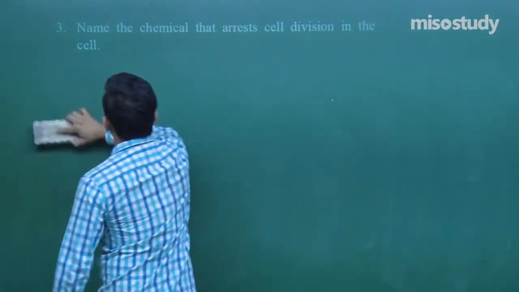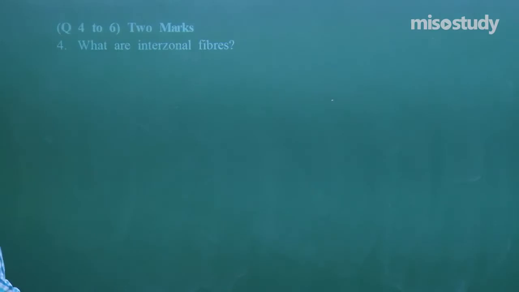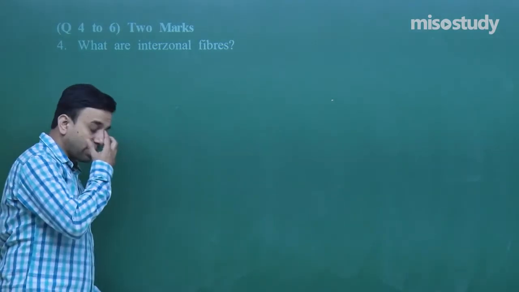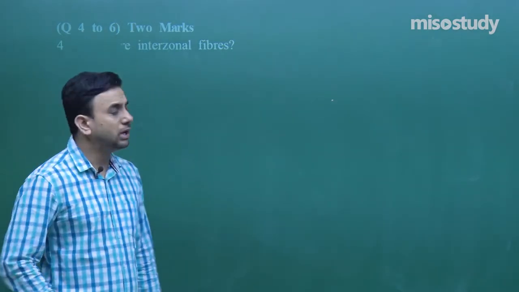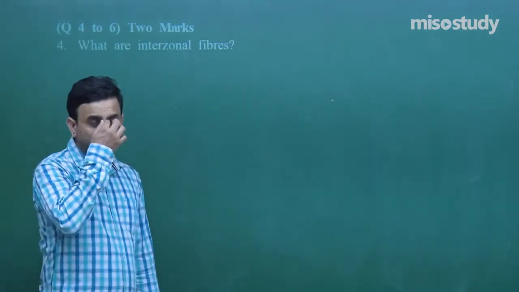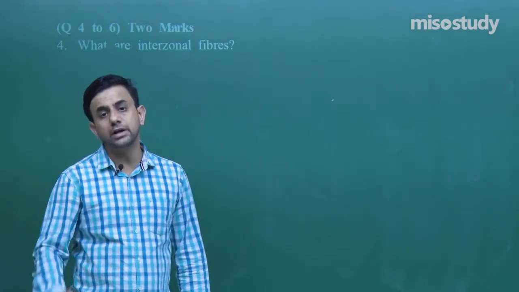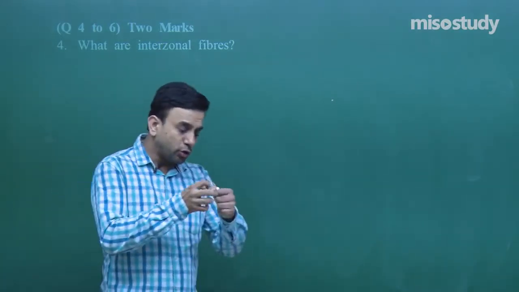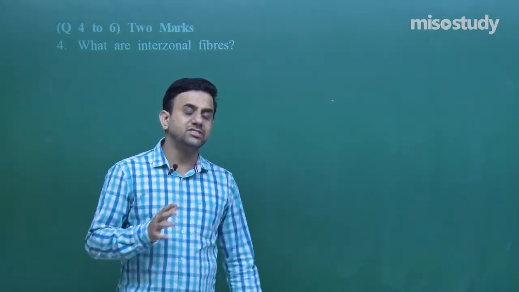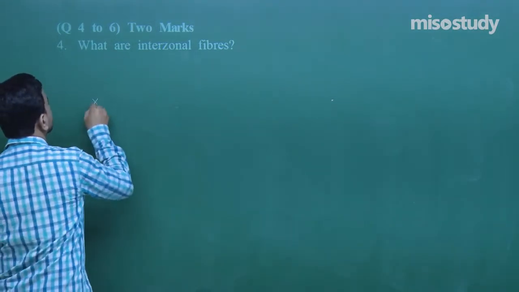What next? What are the interzonal fibers? What happens during meiosis? We will see that there are longitudinal fibers or thread-like structures present between the centromeres, and these are called the interzonal fibers. Whenever the chromatids have separated, we will see these thread-like structures during meiosis 1.